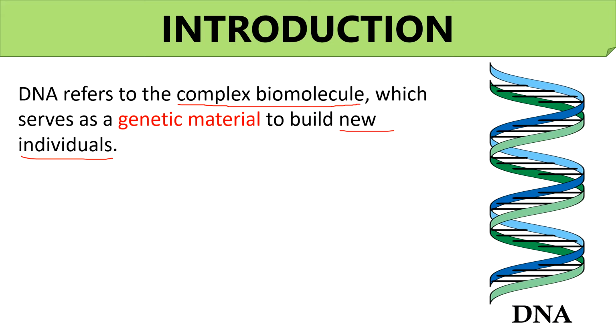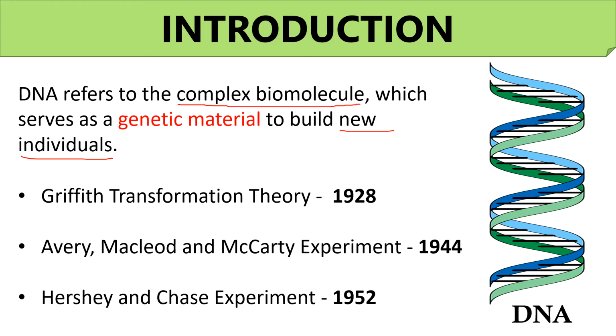But to make this conclusion right, there were several assessments being carried out by different researchers. Let us discuss some of the major contributions. In the year 1928, Griffith introduced a transformation principle, and later on in the year 1944, Avery, MacLeod and McCarty conducted several experiments by further studying the Griffith theory. Friends, we will briefly study the Griffith transformation theory and the Avery, MacLeod and McCarty experiment in our upcoming videos. Finally, in the year 1952, Hershey and Chase gave experimental evidence of DNA being a genetic material.